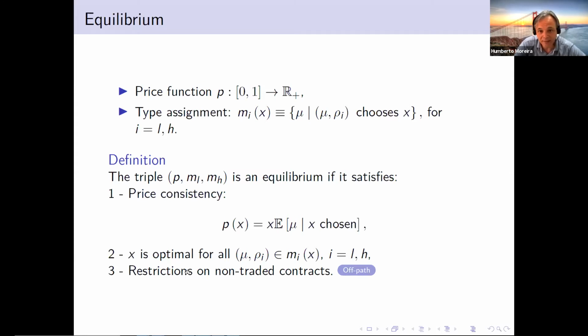And we also have a third condition, which talks about the off-equilibrium contracts. You may have some contracts that are not going to be traded in equilibrium, so you want to say what the price is going to be for those contracts. The basic idea, and I'm not going to present the detail because it would take a little longer, is that these contracts are going to be priced for the type that has the most willingness to trade those contracts. That's the basic idea, and it's very related to the typical refinement we have in this kind of literature, right?